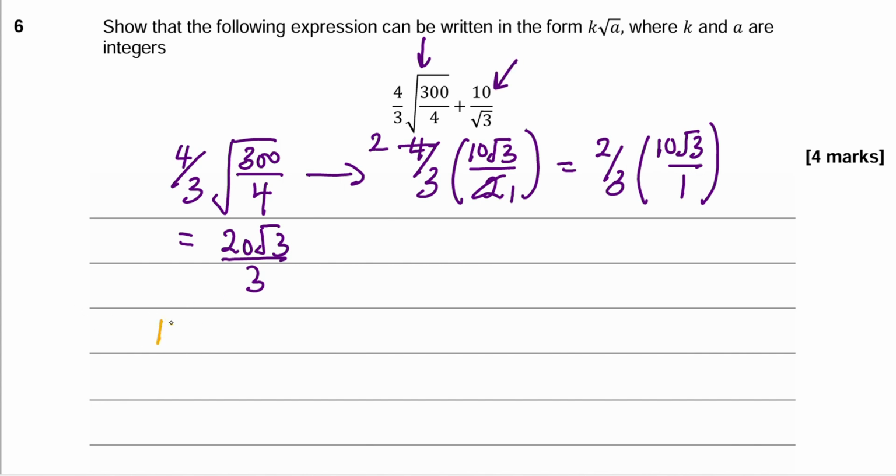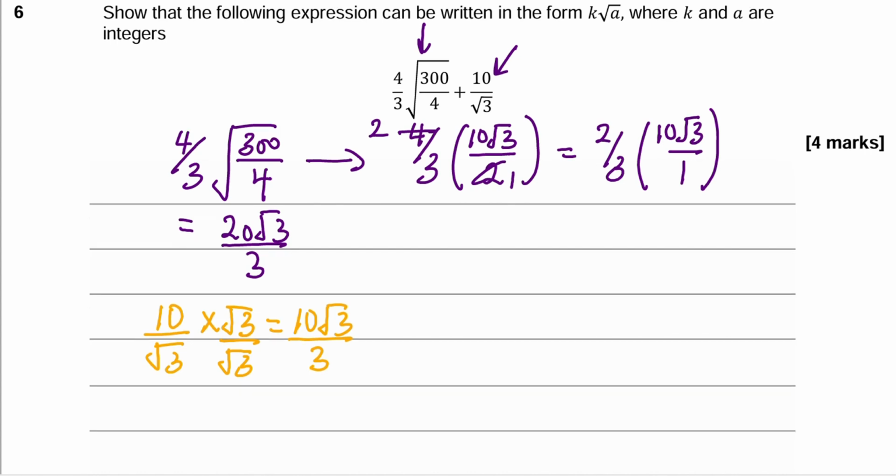The second term gave us 10 over root 3. So I'm going to rationalize this by multiplying the numerator and the denominator by root 3. So this will give me 10 root 3 over 3. So doing the general simplification, 20 root 3 over 3 plus 10 root 3 over 3.